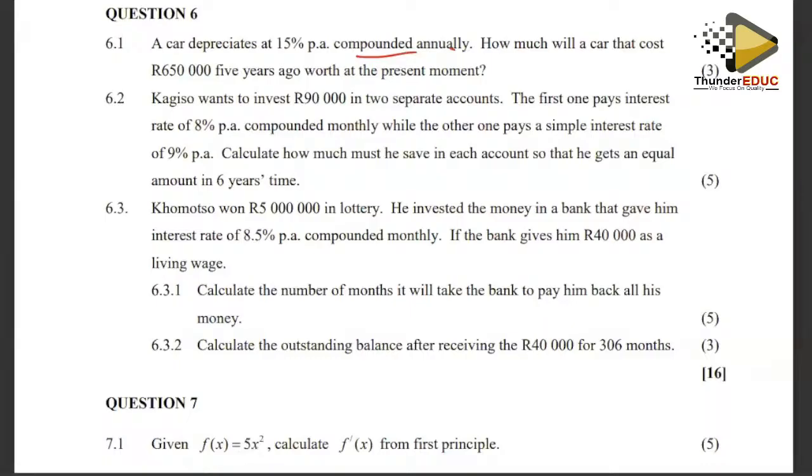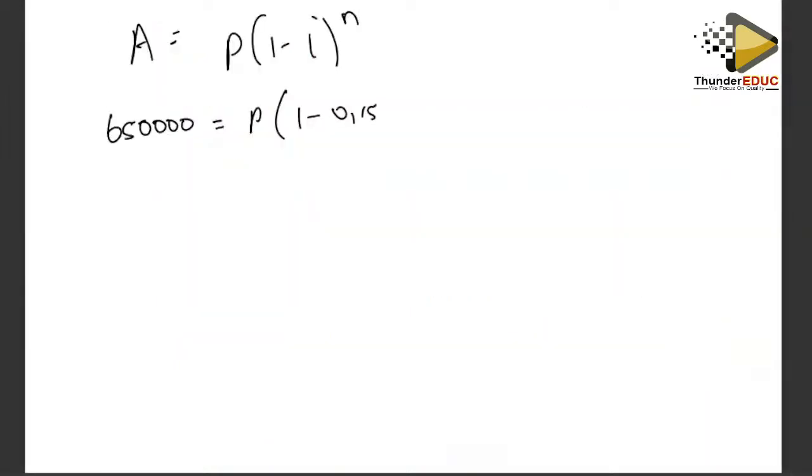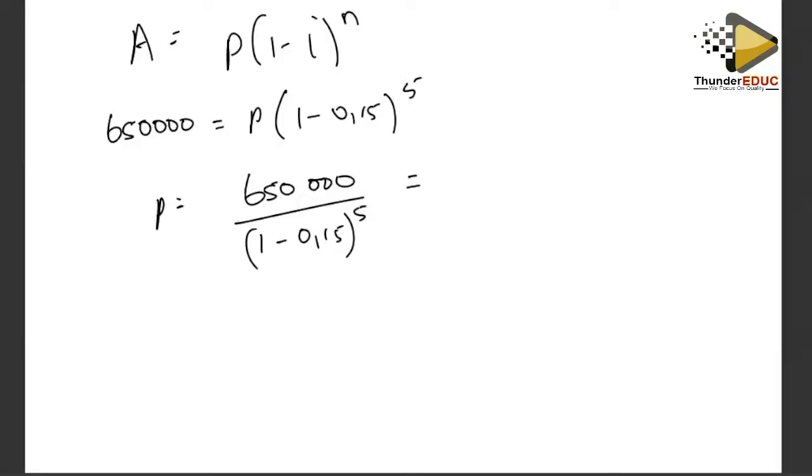So with the reducing balance, we know that A is P into 1 minus i to the exponent of n. So that is 650,000 is equal to P into 1 minus, they told us it's 15%, which is 0.15, to the exponent of 5. Meaning that P is going to be 650,000 over 1 minus 0.15 to the exponent of 5. All right, so that is what we just need to put into the calculator, and then we end up with our answer.